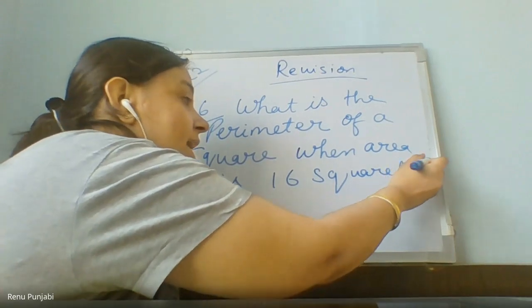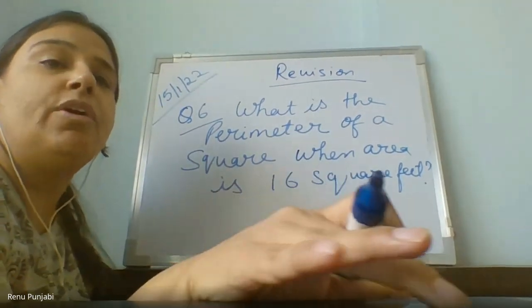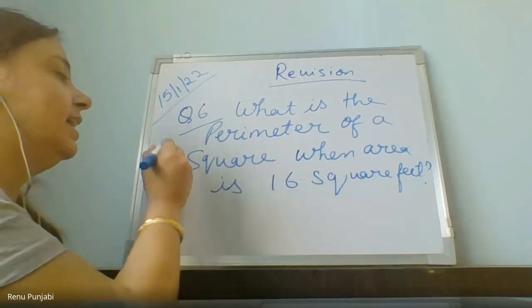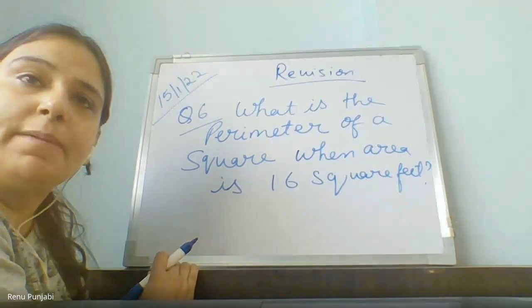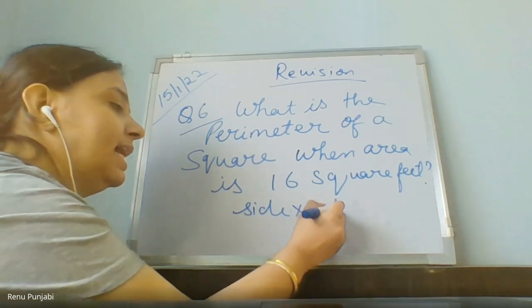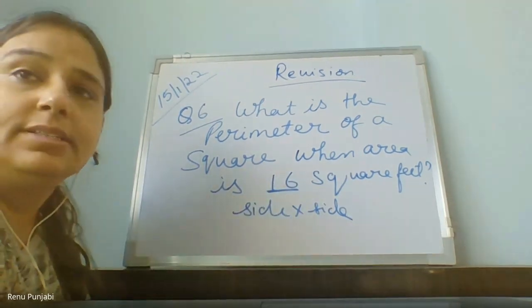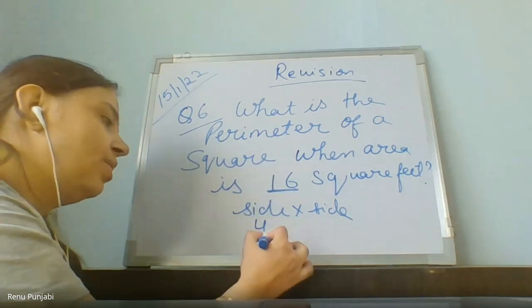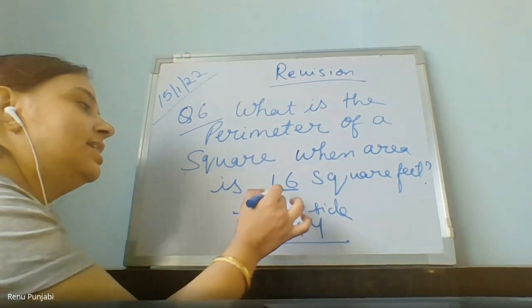Now you are given the area, and you all know the formula of area. You know or not? What is the formula of finding the area of a square? Side multiplied by side. So here, what number will be side multiplied by side, whose answer is 16 square feet? Ma'am, I know, 3 threes are 9, 2 twos are 4. So what number will be here? Ma'am, 4 multiplied by 4, because then its answer would be 16.